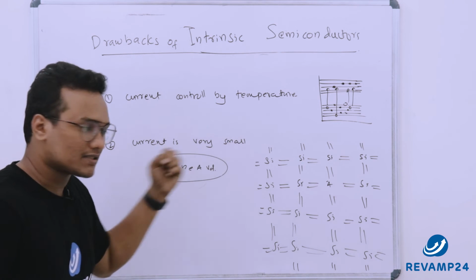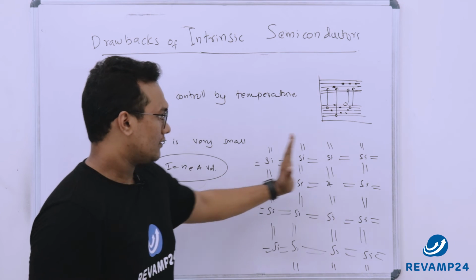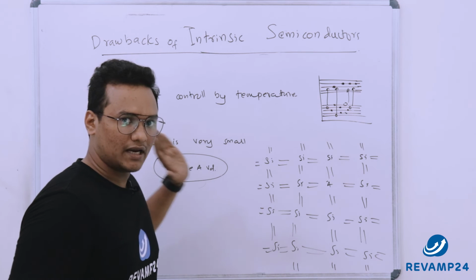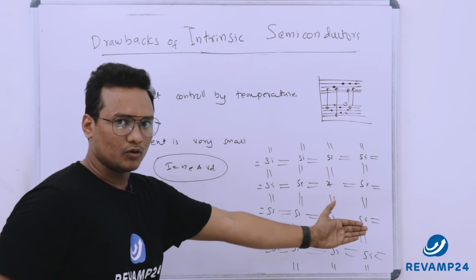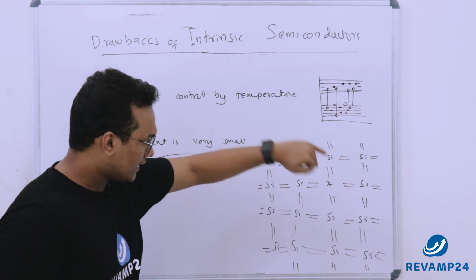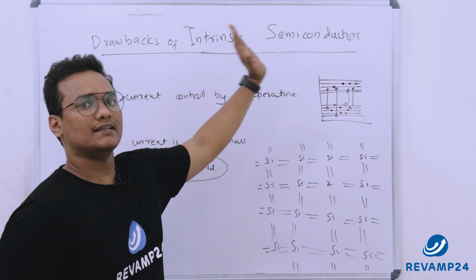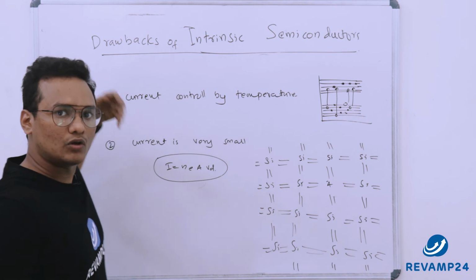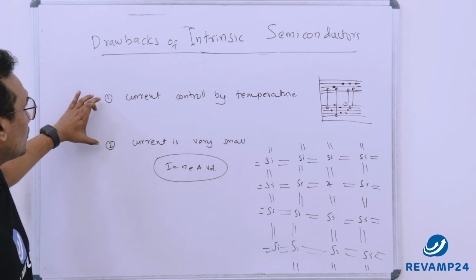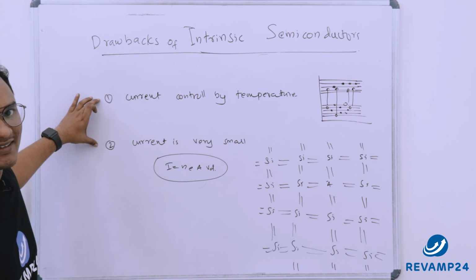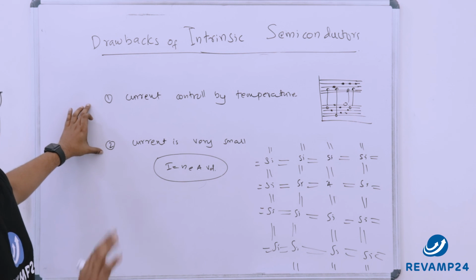The impurity means we are adding an element which is outside of silicon. Now it was made up of only silicon atoms, an intrinsic semiconductor, completely pure, but now when we are adding a different element, then it becomes impure, or I can say it is an extrinsic semiconductor, and we are doing that conversion to cover these two drawbacks. We will see extrinsic semiconductors in coming lectures.